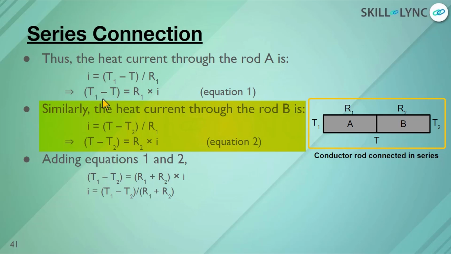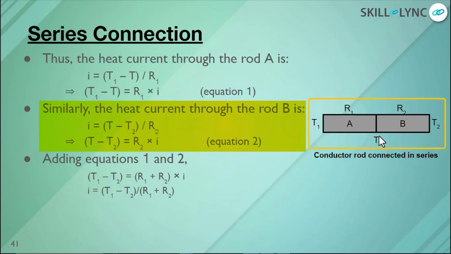Thus, simplifying this equation, we get T1 minus T is equal to R1 into I, as R1 is shifted to the left hand side. We denote this as equation 1. Further, the heat current through the rod B is I equals (T minus T2) upon R2, since T is the temperature at one end of the rod B and T2 is the temperature at the open end of the rod B. Therefore, we have written T minus T2, and R2 is the thermal resistance of the rod B.